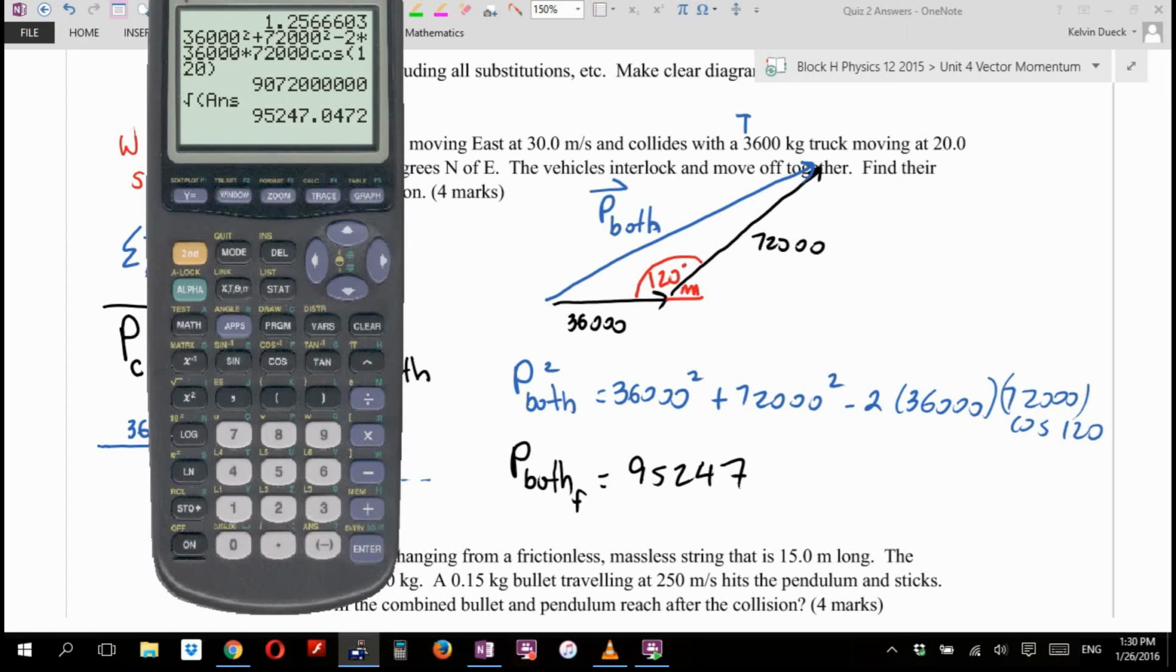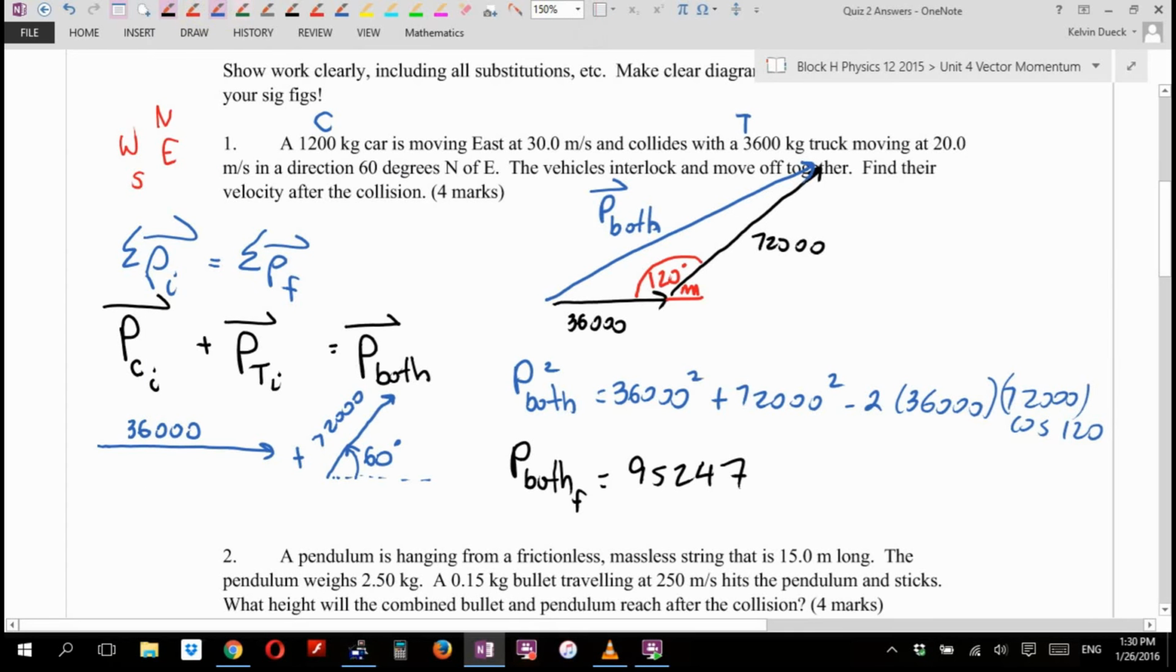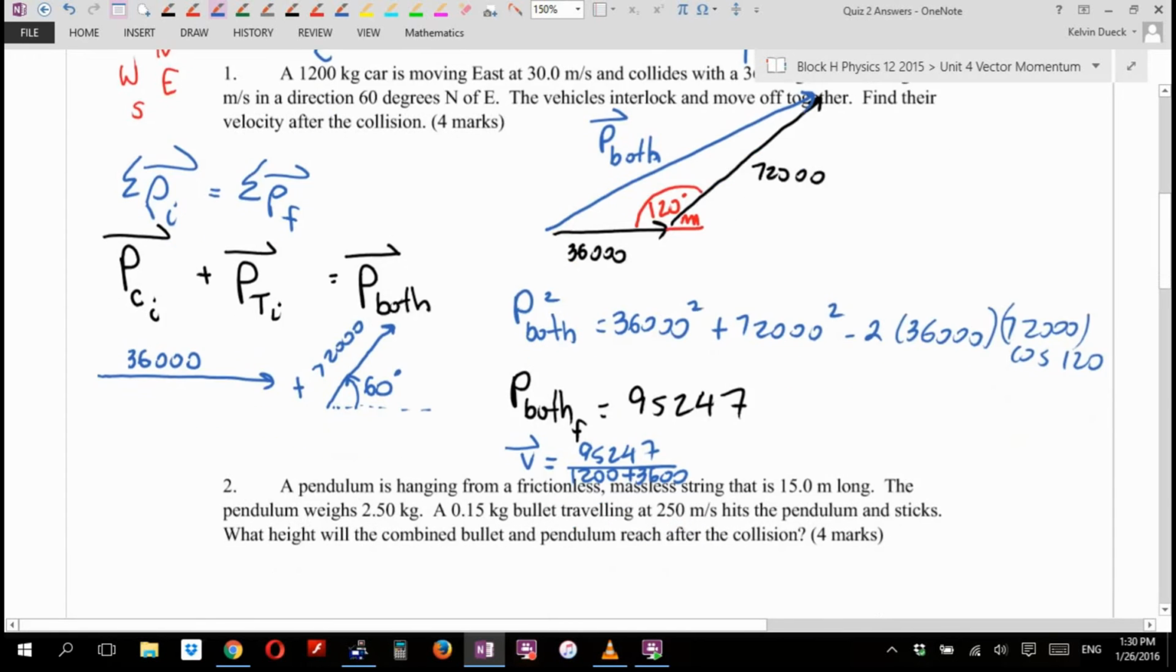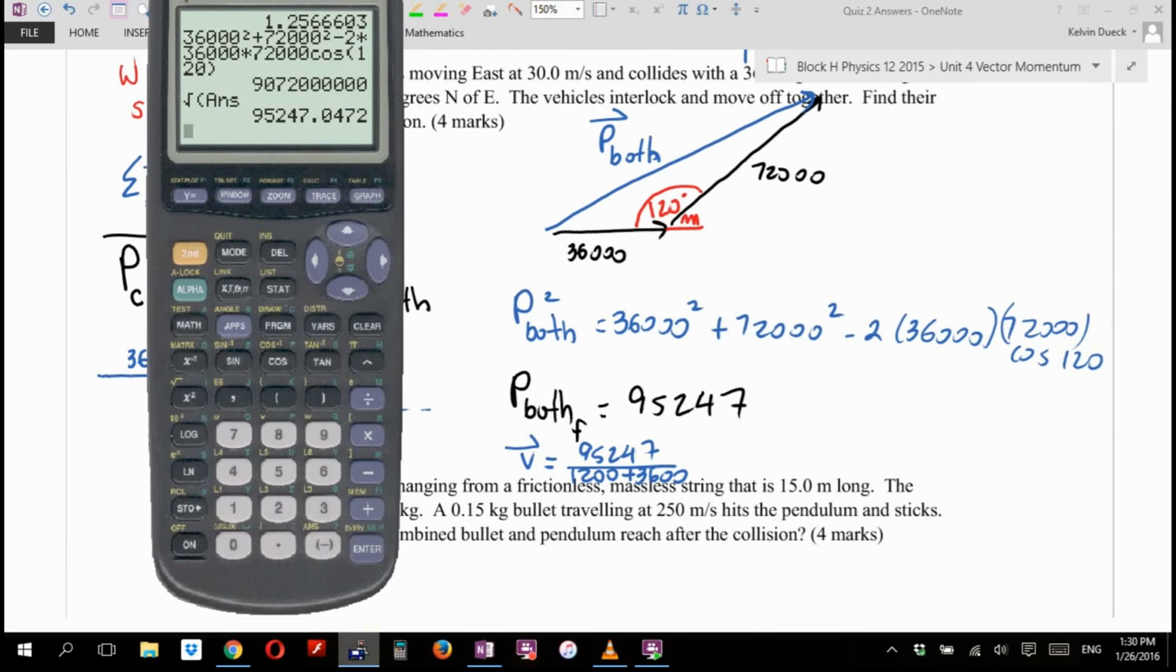Now that's the momentum. How can I make that into a velocity? It's going to be 95,247 divided by the mass of both. I don't know if you can see from the back there, but I am dividing by 1200 plus 3600. Sorry, it's so small. And I get 19.84. This is my final answer, 19.8.